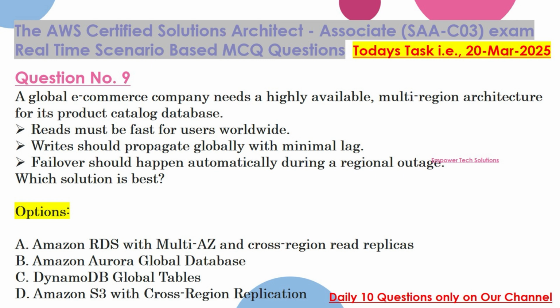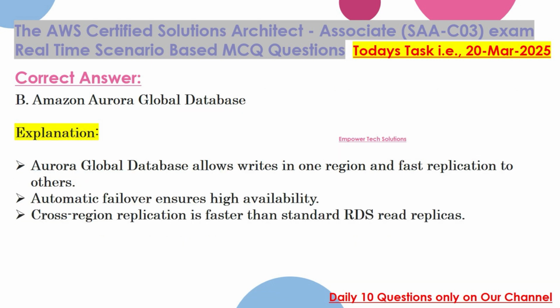Options: A. Amazon RDS with Multi-AZ and cross-region read replicas. B. Amazon Aurora Global Database. C. DynamoDB Global Tables. D. Amazon S3 with cross-region replication. Correct answer: B. Amazon Aurora Global Database.